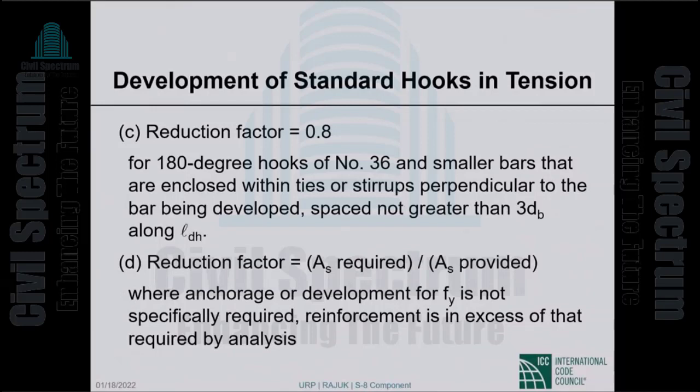Also a reduction factor of 0.8 for 180-degree hooks of number 36 and smaller bars that are enclosed within ties or stirrups perpendicular to the bars being developed, spaced not greater than 3 bar diameters. That is understandable upon reading. And then even on the hooked bars, you can take a reduction factor, which is the required area of reinforcement divided by the provided area of reinforcement, where anchorage or development for f sub y is not specifically required.